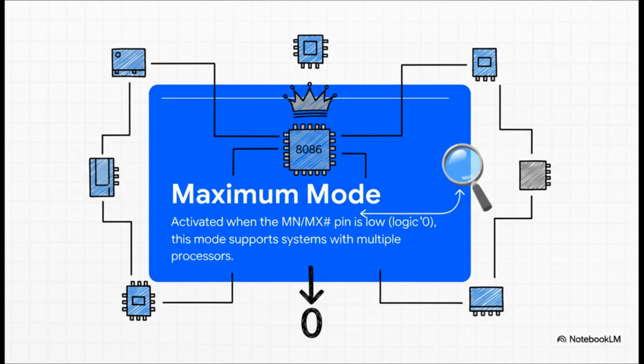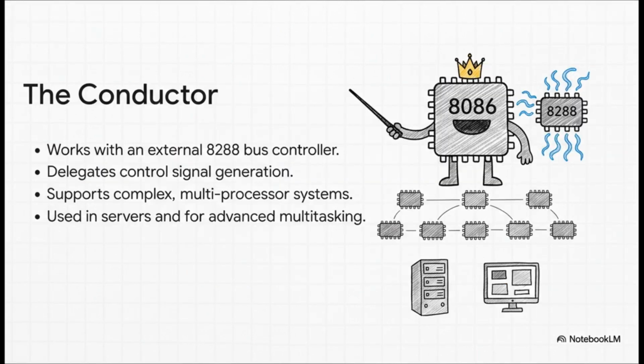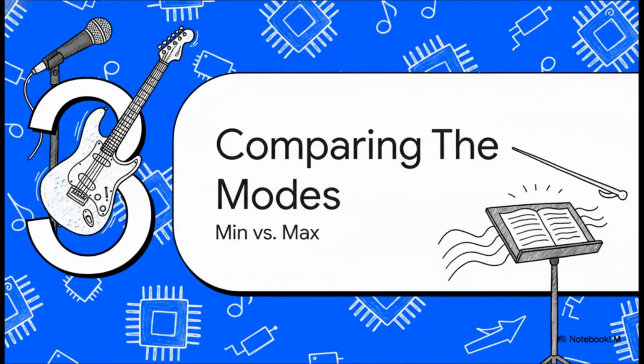Its whole job changes. Now it's designed to manage a whole crew of helper chips or even other processors in these really complex, high-performance systems. So here's the key takeaway for this mode. The 8086 doesn't try to do everything itself anymore. It's smart. It offloads the nitty-gritty work of generating control signals to a specialized buddy chip, the 8288 bus controller. It's like a CEO delegating tasks, right? This frees up the 8086 to focus on the big picture, like coordinating multiple processors in powerful servers or early multitasking computers.